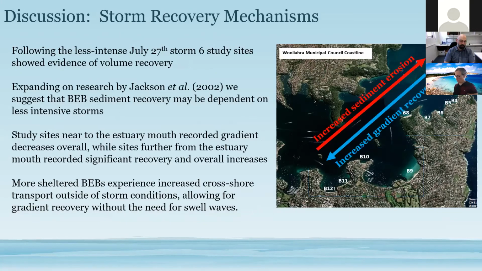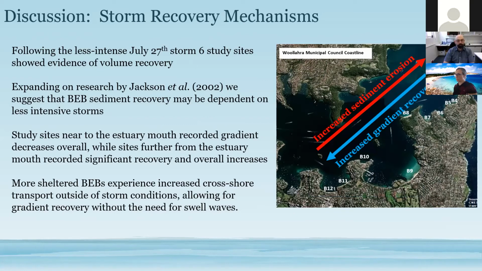The second discussion point looks at the recovery mechanisms from storms. There's some evidence of recovery, with 6 of the study sites recording accretions following the July 27th storm. However, all but one of these sites still ended the study period with net erosion, most significantly at sites near to the estuary mouth. Jackson 2002 suggests that beach and estuary bay recovery post-storm is often limited due to a lack of STEL. However, we go further and suggest that BEB sediment recovery may be dependent on these less intensive storms that have enough energy to transport sediment back to the shoreline, but not enough to remove significant amounts.